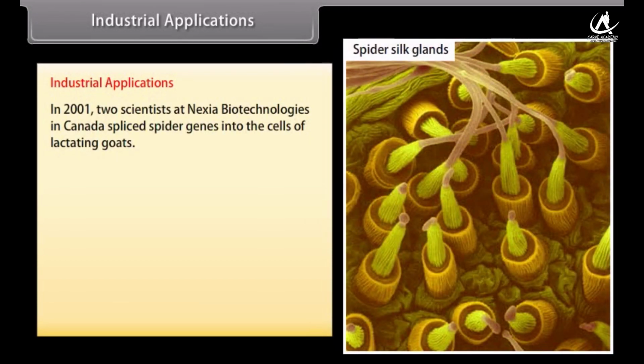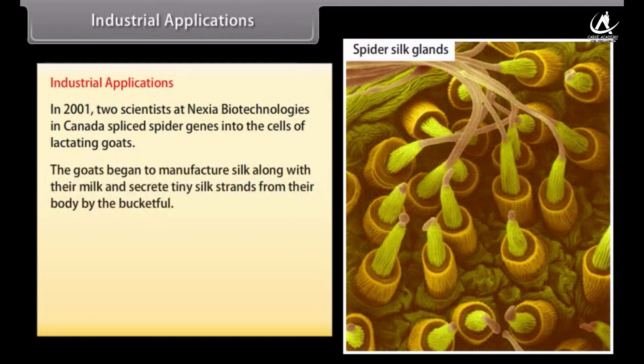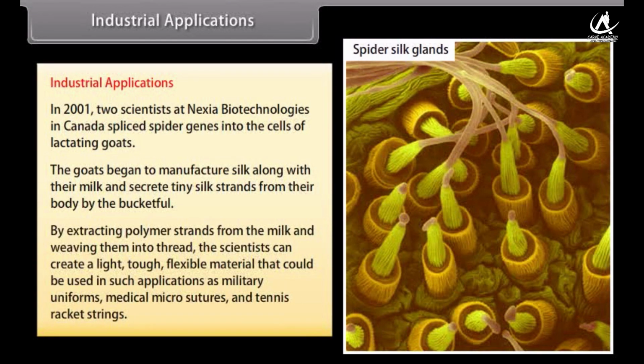Industrial applications. In 2001, two scientists at Nexia Biotechnologies in Canada spliced spider genes into the cells of lactating goats. The goats began to manufacture silk along with their milk and secrete tiny silk strands from their body by the bucketful. By extracting polymer strands from the milk and weaving them into thread, the scientists can create a light, tough, flexible material that could be used in applications such as military uniforms, medical microsutures, and tennis racket strings.